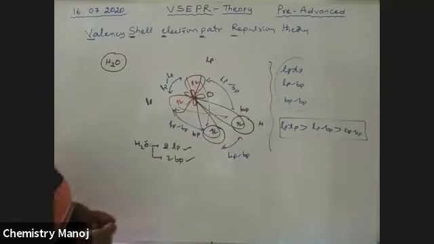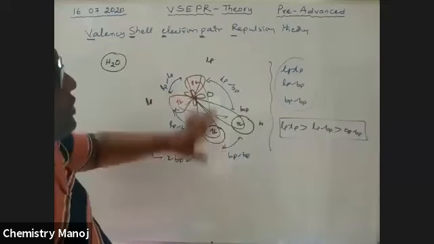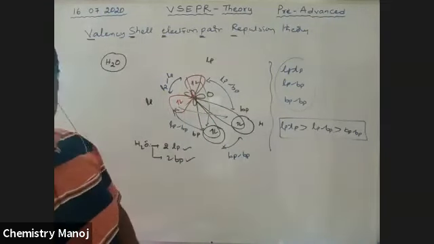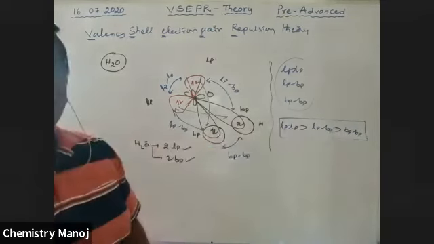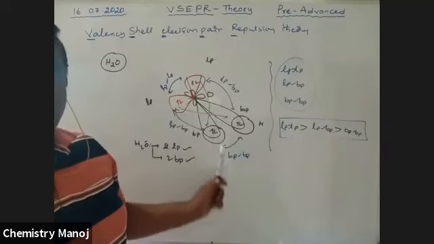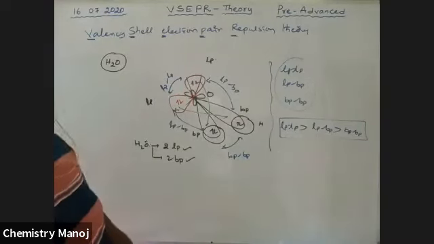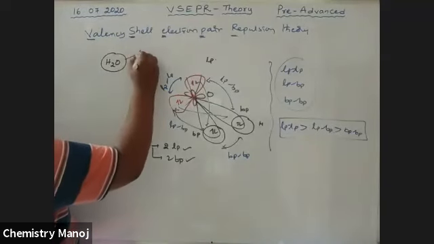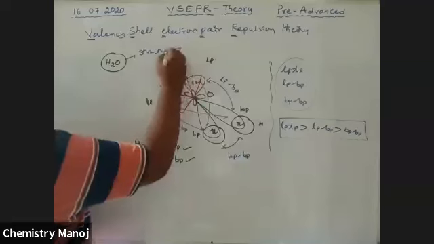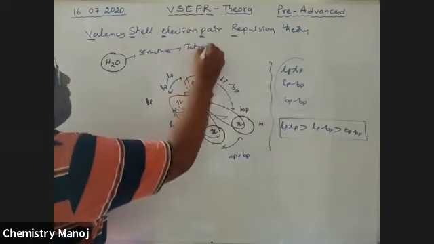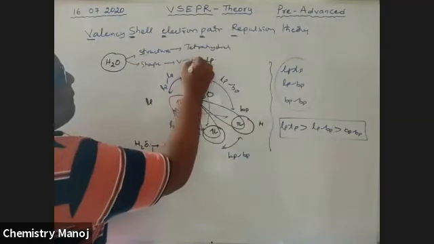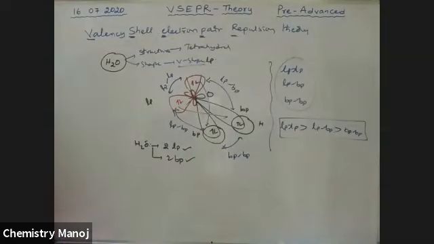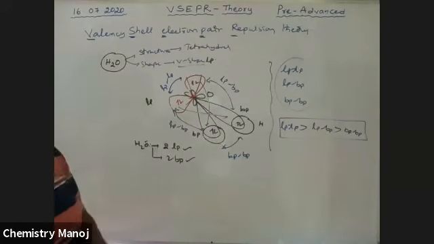So these repulsions deviate the shape of the water molecule from tetrahedral to V shape or inverted V shape. It is all due to these repulsions. In the water molecule, the structure that is expected is tetrahedral, but the shape is V shape or inverted V shape. So the shape is deviated from tetrahedral to V shape. It is all due to repulsions between them.